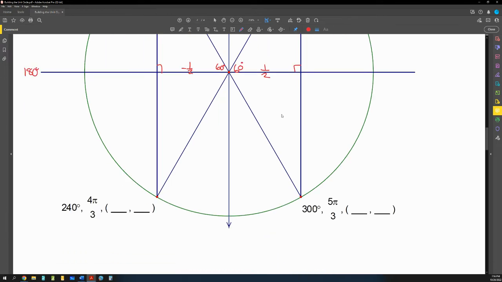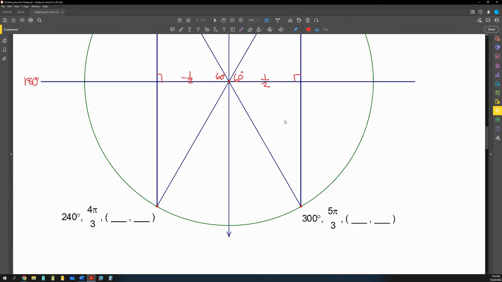Let's try quadrant 3, 240 degrees or 4 pi/3. Again, the reference angle is 60 degrees. And so we drop a perpendicular from that endpoint on the unit circle. We have a vertical component of negative root 3 over 2 and a horizontal component of negative 1/2. So we have the coordinates for the endpoint on the unit circle, negative 1/2, negative root 3 over 2. They are both negative in quadrant 3.